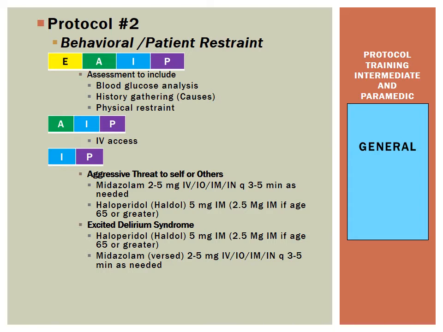Or also we have Haldol or haloperidol, 5 milligrams IM, 2 to 5 milligrams IM if age is greater than 65 years old. Now, if the patient has excited delirium syndrome, we want to start off with Haldol. Same dose, 5 milligrams IM, or 2 to 5 milligrams IM if they're over 65 years old, and then Versed, 2 to 5 milligrams IV, IO, IM, or IN every 3 to 5 minutes as needed.